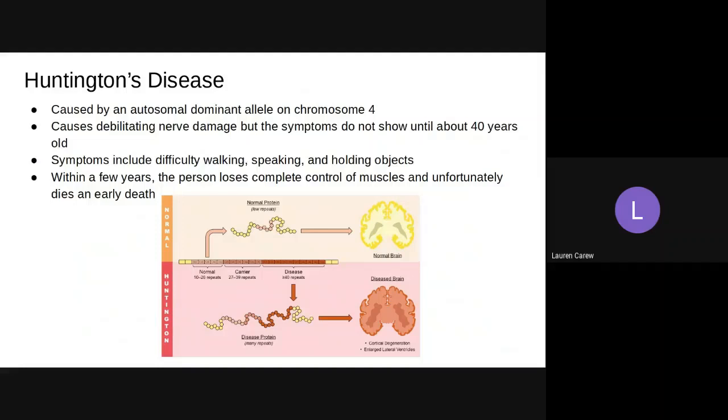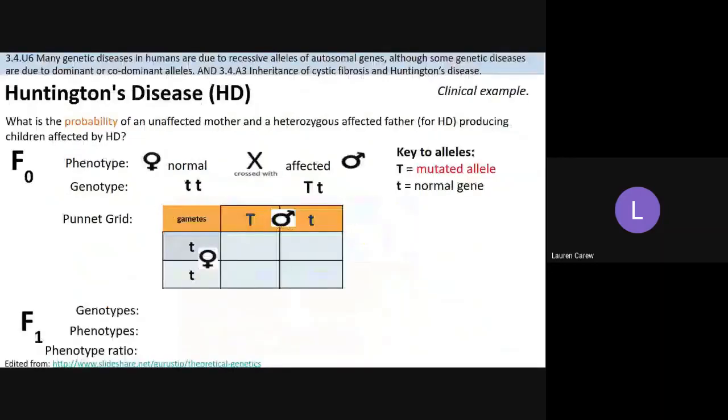So what is Huntington's disease? Basically it causes severe nerve damage. And oftentimes these symptoms don't show up until someone is about 40 years old. Once they start their symptoms, they may have difficulty walking, speaking, holding objects. They may experience shaking in their limbs. And unfortunately, within a few years after symptoms start to show, the person could lose complete control of muscles and die of an early death. So this is a fatal disease, but we won't see it start to onset until someone is in their 40s or midlife. And again, this is caused by a mutation in the gene on chromosome 4.